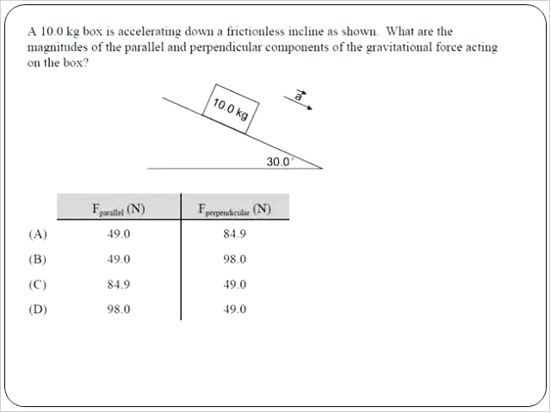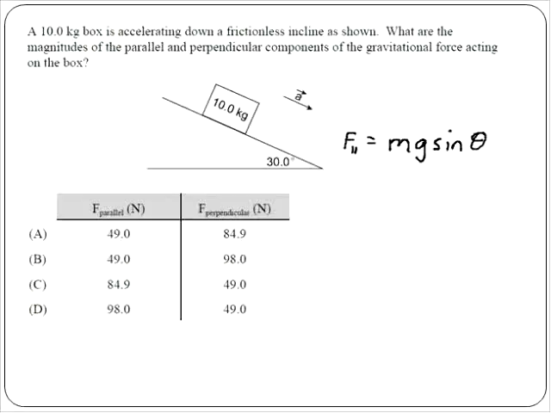Let's try a couple of problems. So we'll try some multiple choice first. These types of problems are very common on the public exam. So this one here, for example, we've got a 10-kilogram box accelerating down a frictionless incline. We want to know the magnitudes of the parallel and the perpendicular components. Well, remember what we just said. The parallel component of gravity, or Fg parallel as it's sometimes written, is just m times g times sine theta.